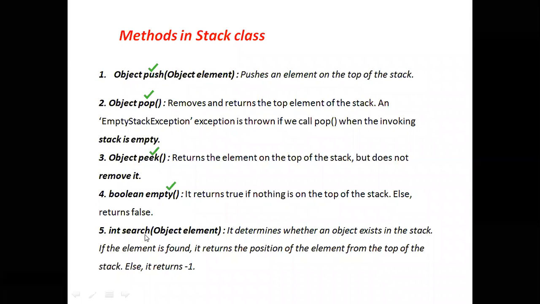Next, the search method is also available to search whether an element exists in the stack or not. The search method will help in identifying whether an element is present in the stack. If the element is not present, it will return -1. If the output of the search method is -1, it indicates that the element is not present in the stack. Otherwise, if the element is present, it will give the position of that element from the top of the stack. So these are some important methods in the Stack class.